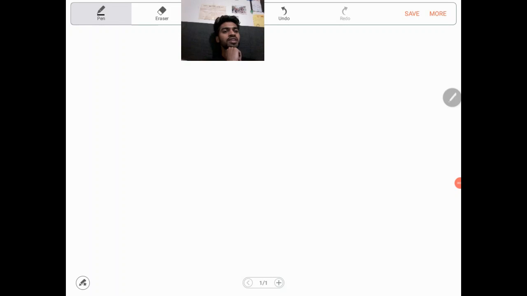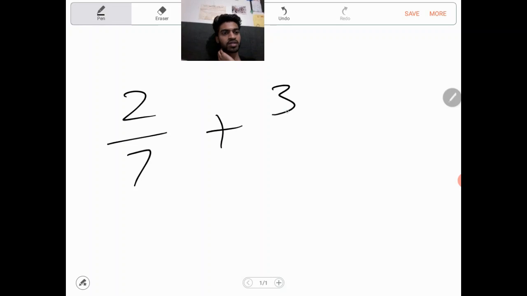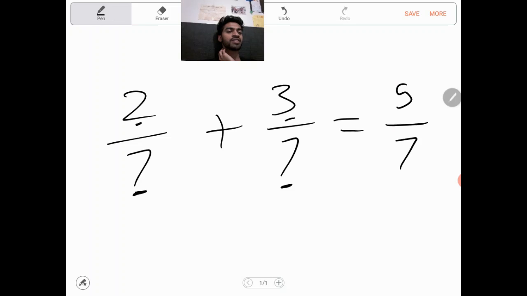So I'm going to quickly go over with you how to add and subtract fractions. So we'll begin with something simple. Let's say we have 2/7 plus 3/7. Now this is quite easy to figure out because our denominator is the same. In both sides we have 7 as the denominator. So in the answer the denominator is going to remain a 7 and we just add the numerators. So 2 plus 3, that gives me 5.